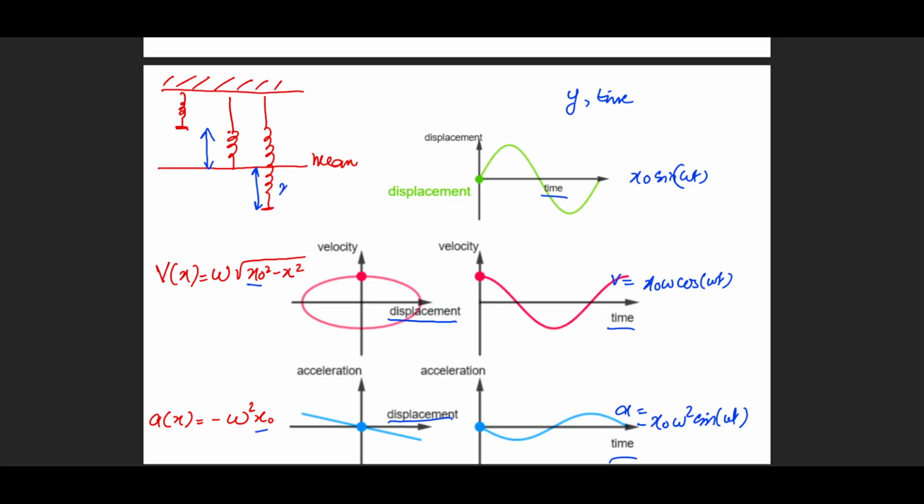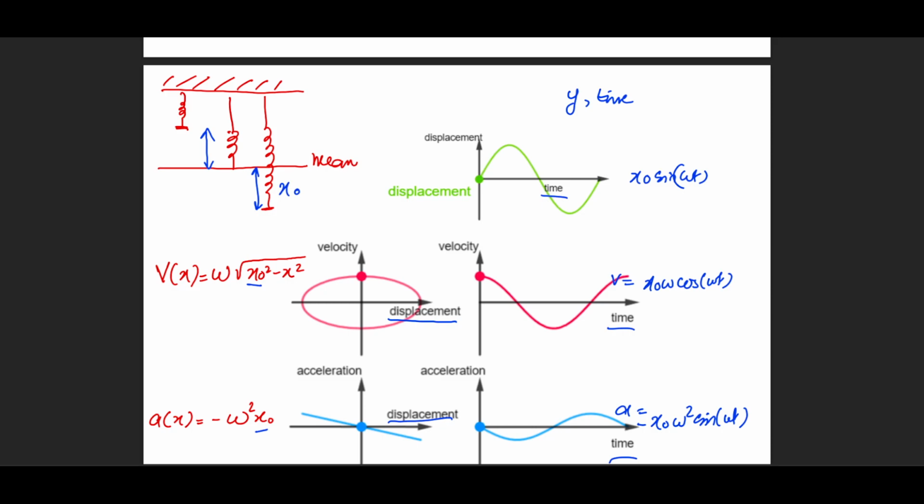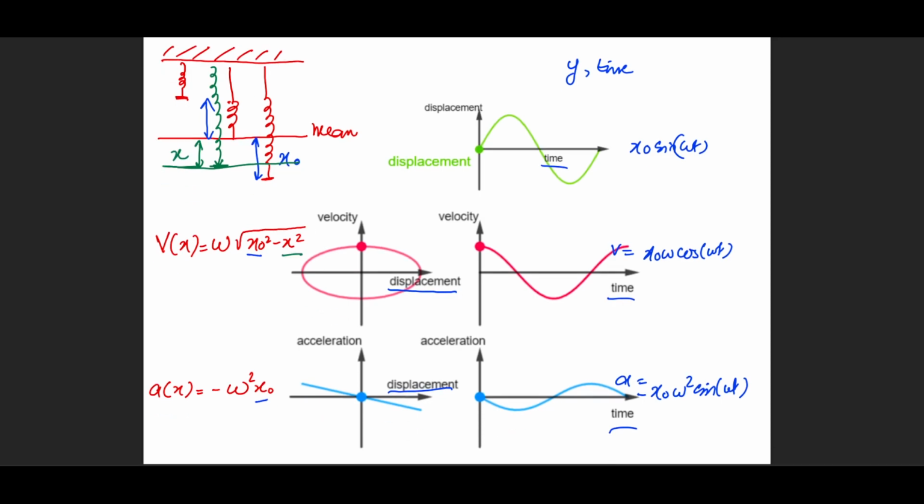It could be on any side. So this will be the x naught. And any other displacement during its motion, for example, let's say it's at this point, will be taken from the mean position as x. So you put in x for any other displacement, you put in the maximum displacement, and then you can find the velocity at that exact location.